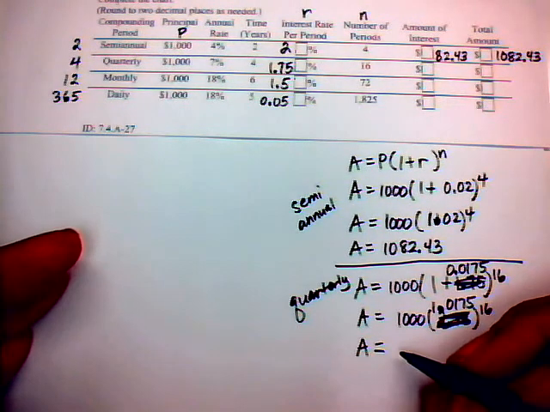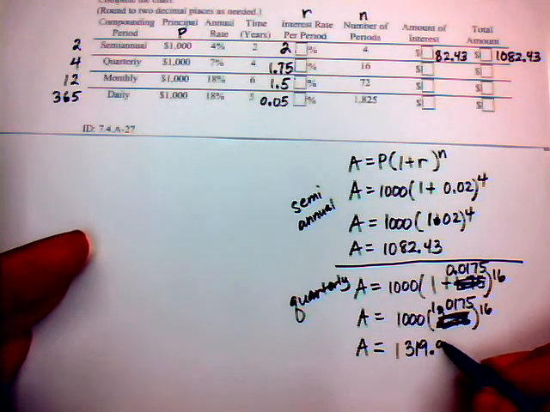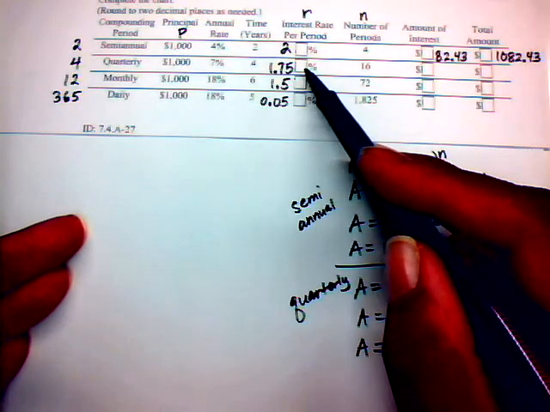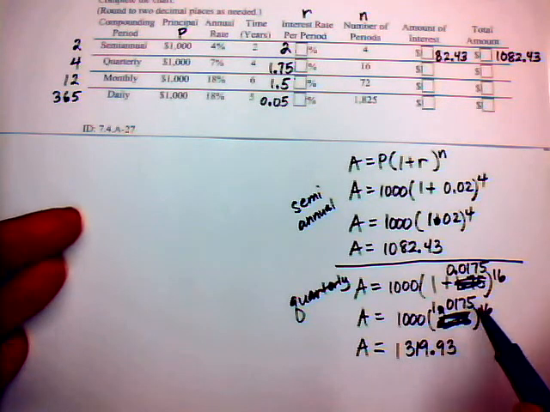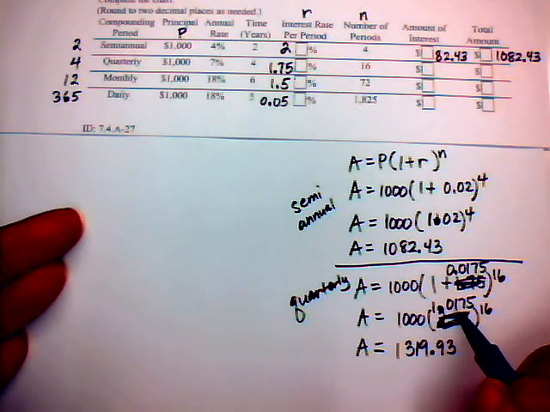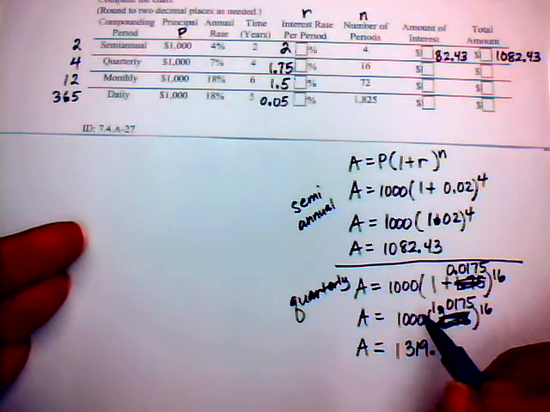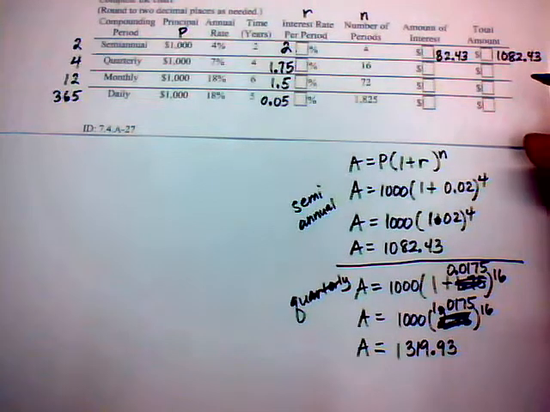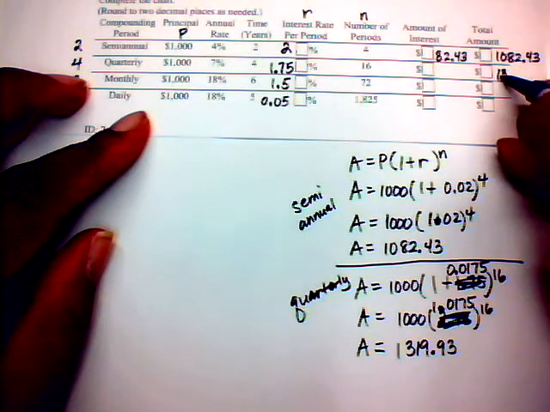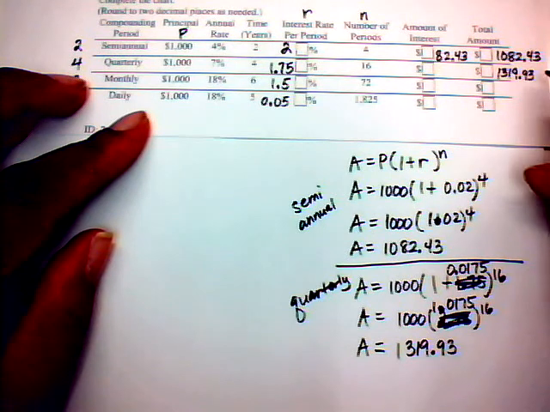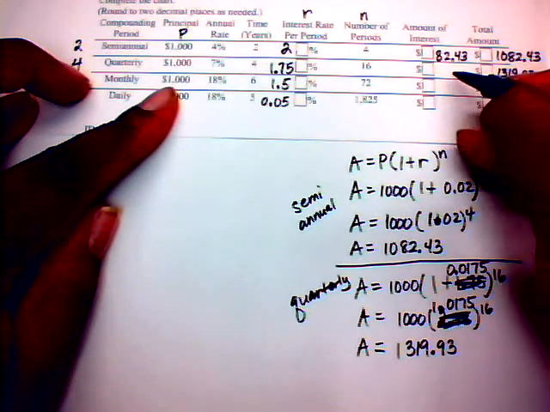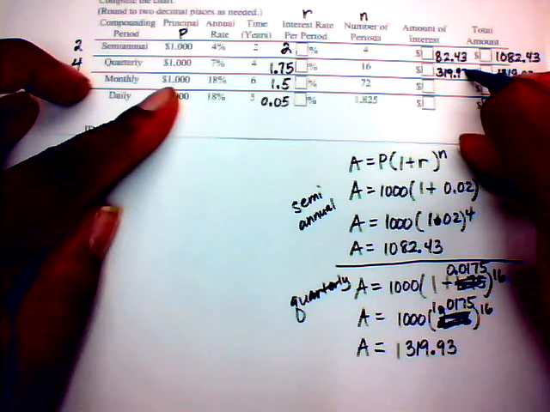So this will be $1,319.93, rounded to two decimal places. You have to change 1.75% to a decimal, and that's why I came up with the wrong answer before. So it'll be 0.0175 plus the 1, which will be 1.0175. You raise that to the 16th power, multiply by 1,000, and it will be this amount. So $1,000 compounded quarterly at 7% annual interest rate for 4 years will be $1,319.93. Subtract 1,000 from this amount and you'll get $319.93. That will be the amount of the interest.